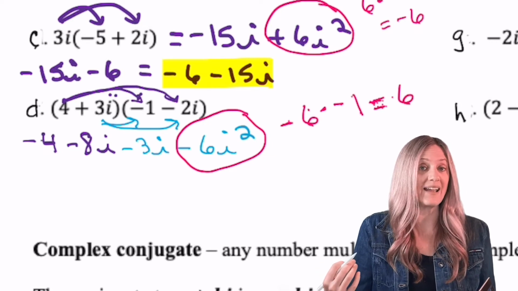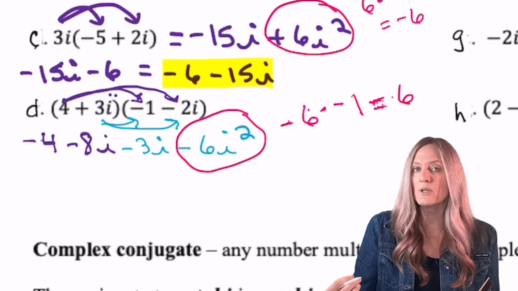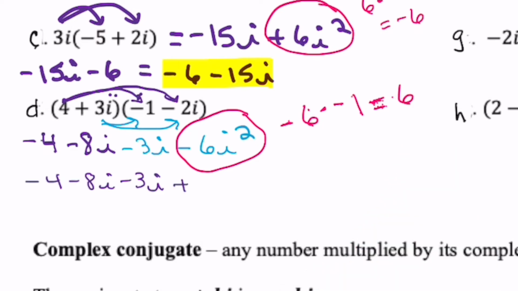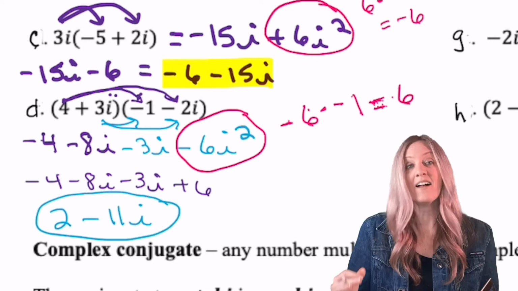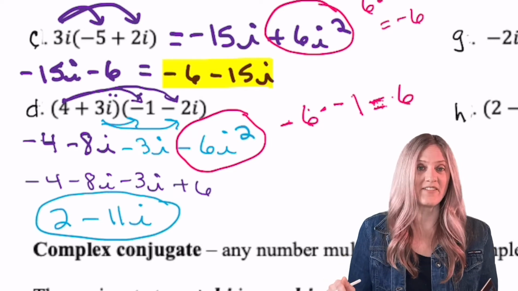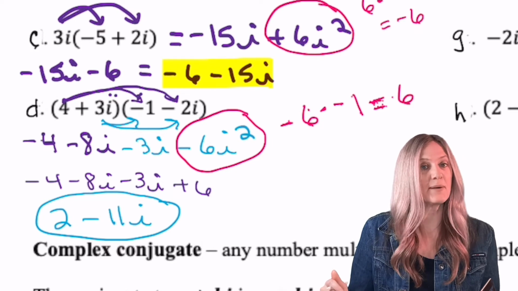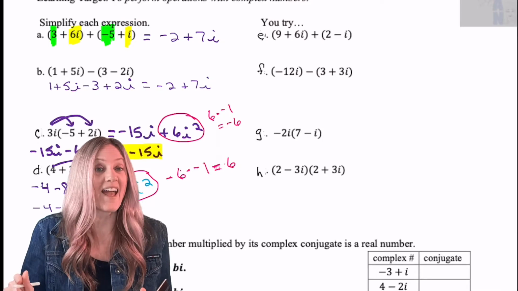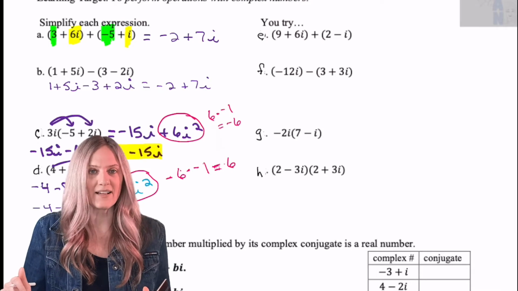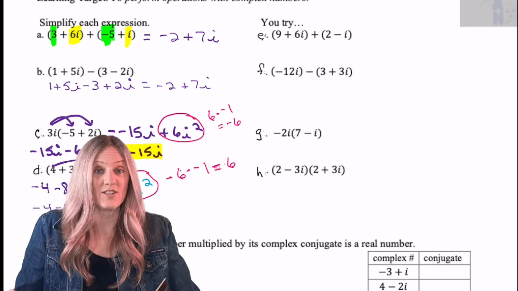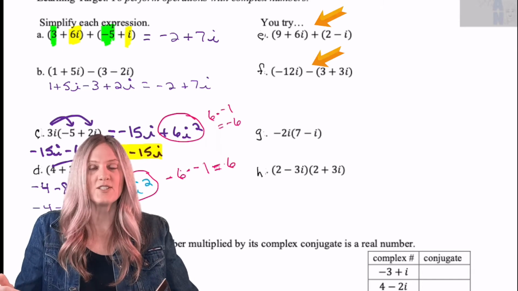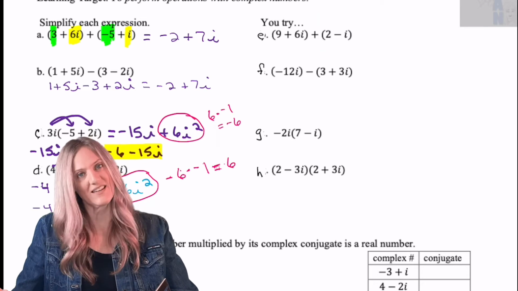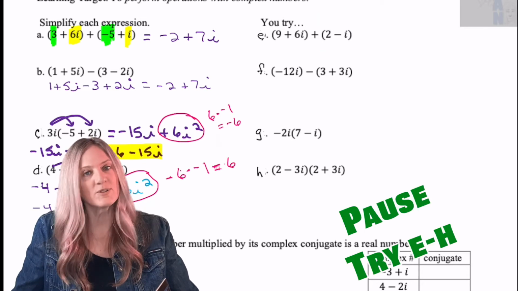Then we have to combine like terms. Combine your real numbers, combine your imaginary. Final answer, 2 minus 11i. Remember the form is very important. Now you get to try. Add, subtract, and multiply complex numbers. Pay careful attention to whether or not there is an operation between the sets of parentheses. If there is, then we're not multiplying.